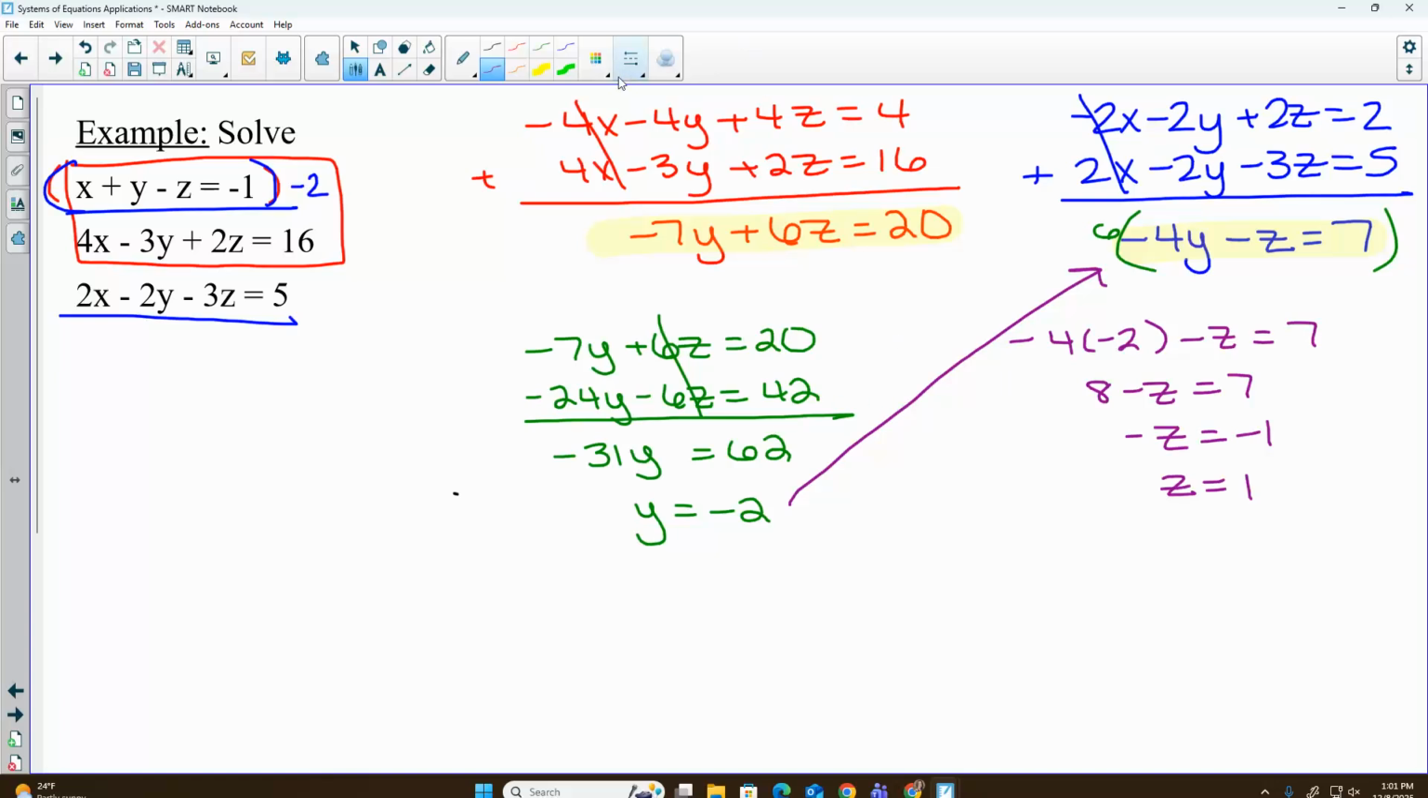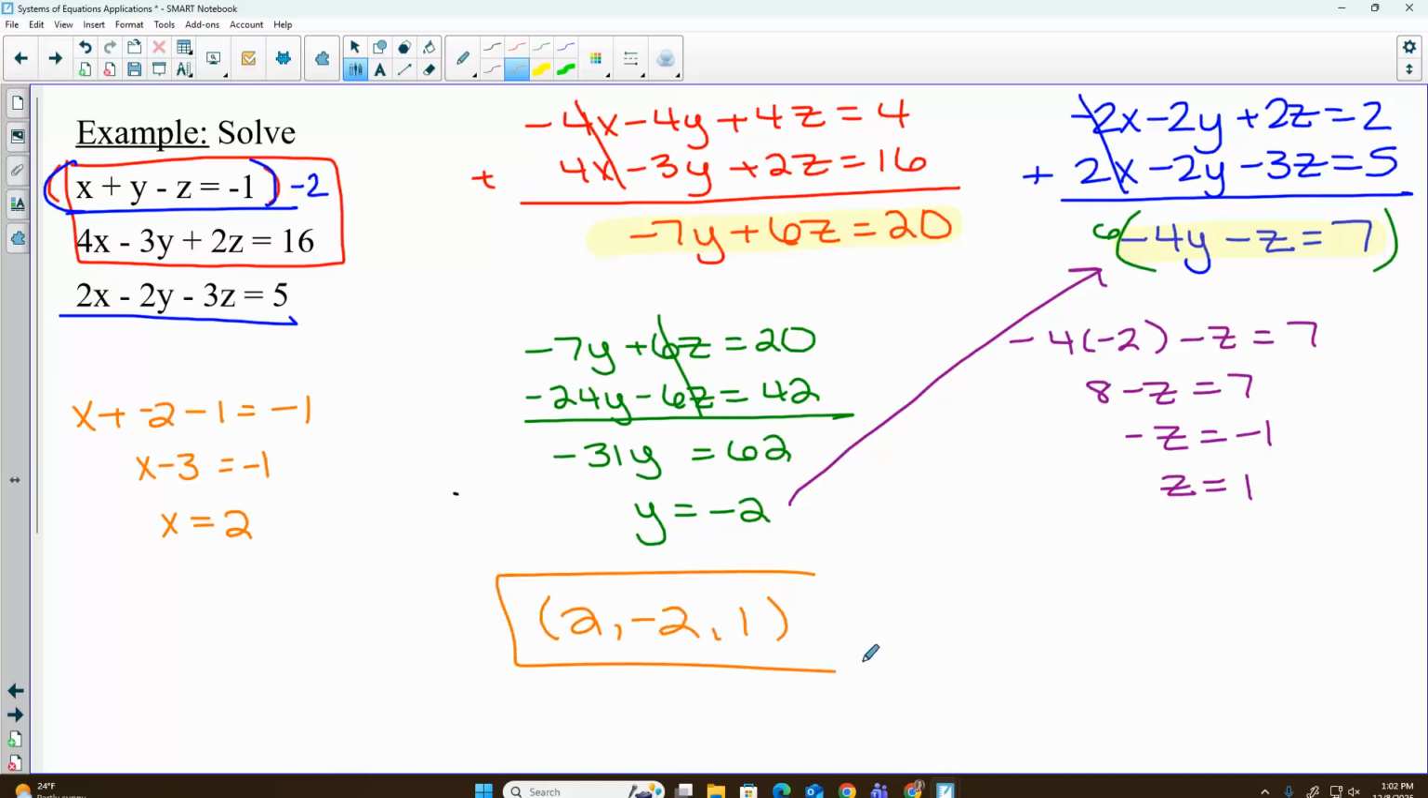So where should I plug those back in? Yeah, one of the originals. So if I just go with the first one, x plus y, which is negative 2, minus 1, plus negative 1. So x is 2. When you go to write your answer, it's just alphabetical order, x, y, z. And just like when we're solving for two variables, we can check by plugging that back into the original.